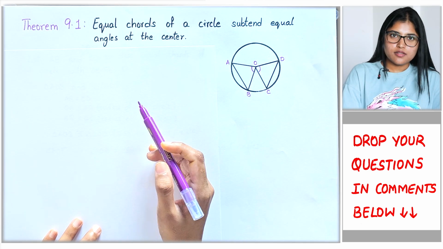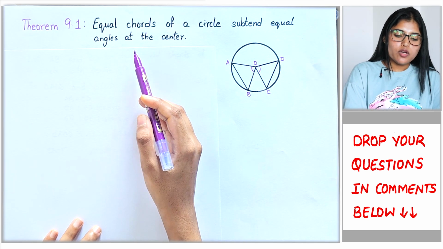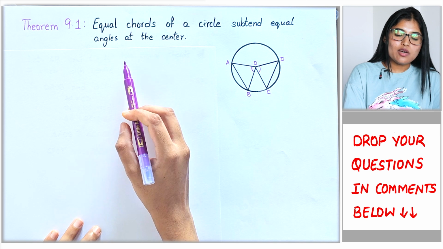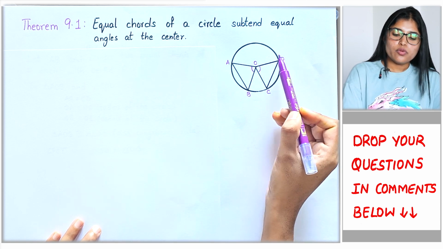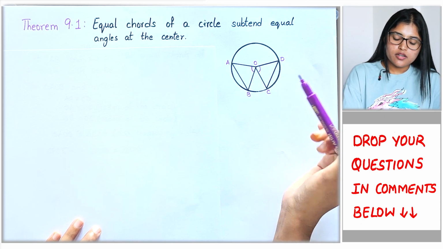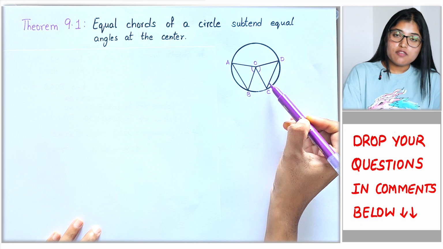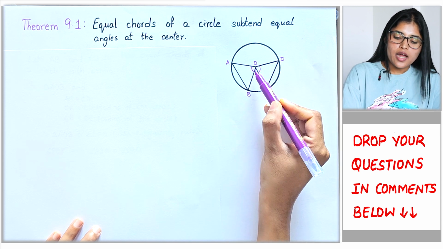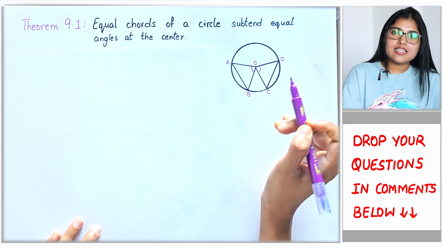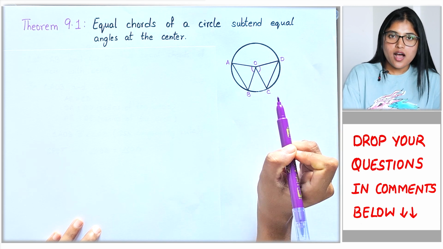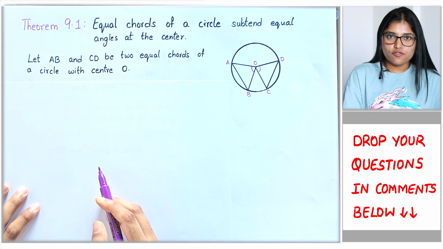The first theorem 9.1 says equal chords of a circle subtend equal angles at the center. So let us take a look at the circle over here. If AB and CD are two chords, we have to prove that the angles these chords are subtending at the center are equal. Let us start the proof of this theorem.